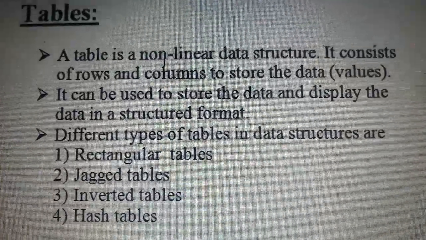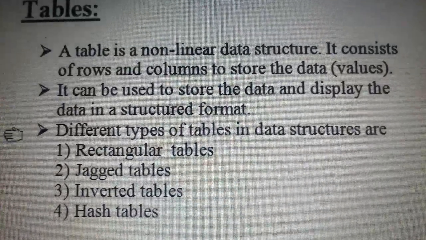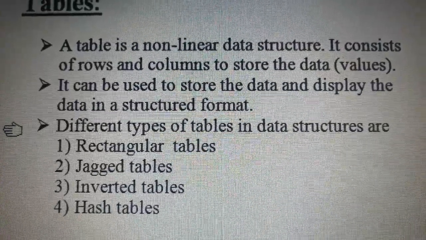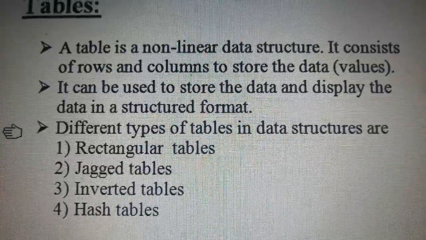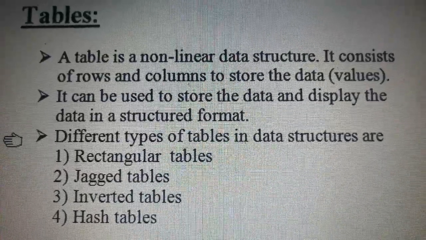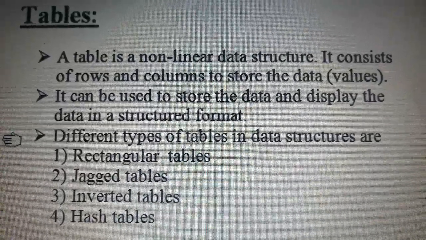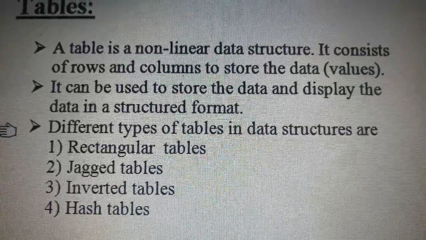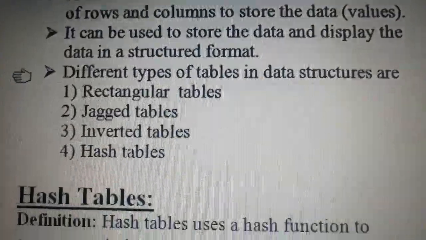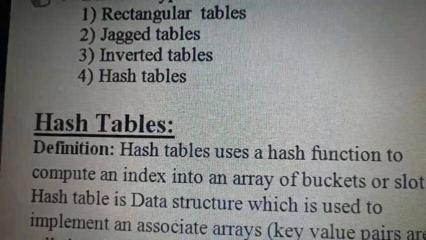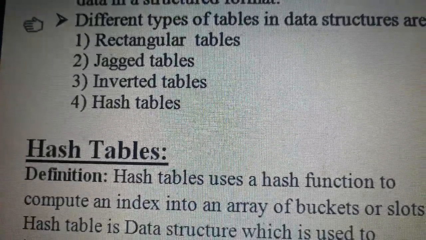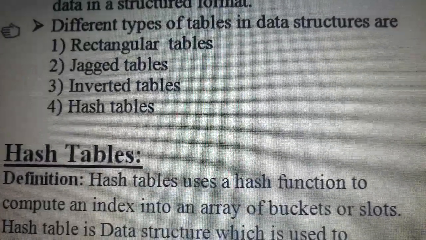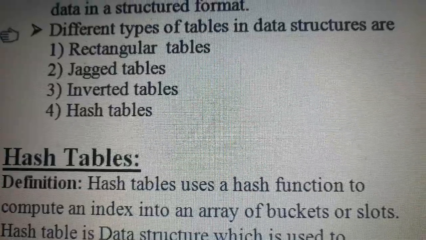Now coming to these tables, there are different types of tables available in data structures. One is rectangular tables, one is jagged tables, one is inverted tables, and one is hash tables. A rectangular table is one where we have a fixed size of rows and columns, and jagged tables are those where there is a difference in the size of rows and columns.